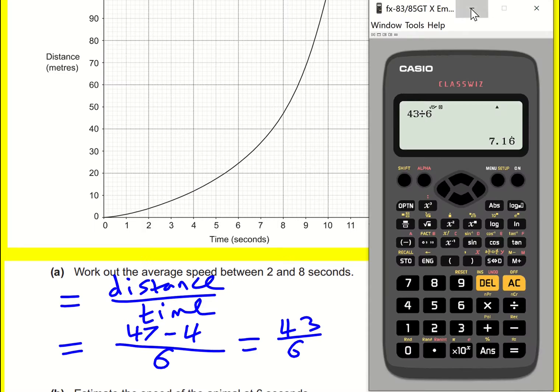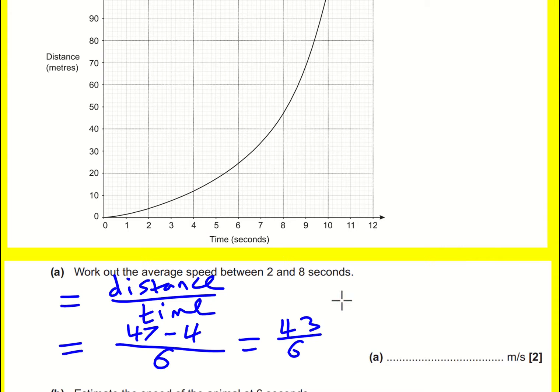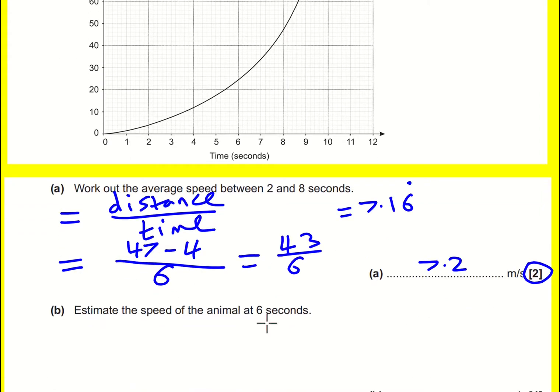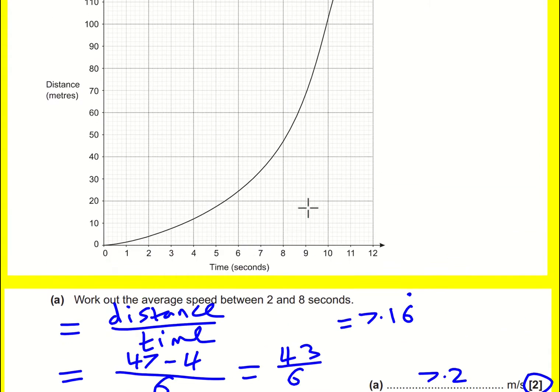Which is 7.16 recurring, or 7.2 meters per second. I think the marks are given for 7.1 or 7.2. Okay, estimate the speed of the animal at 6 seconds.